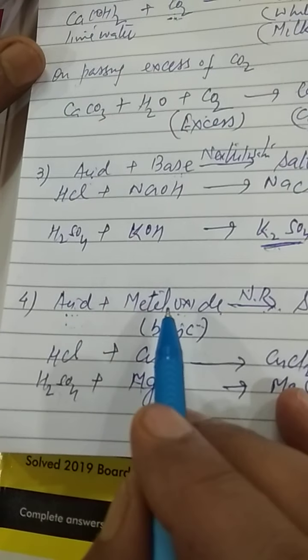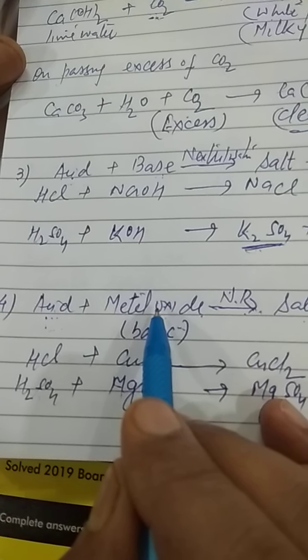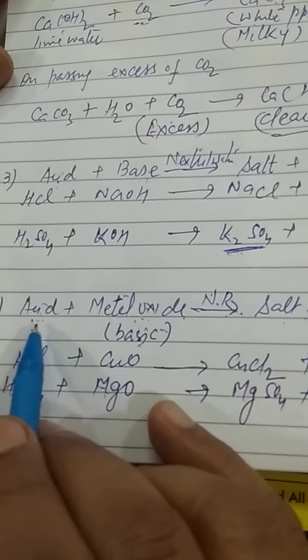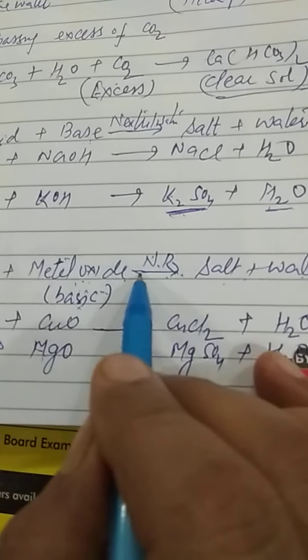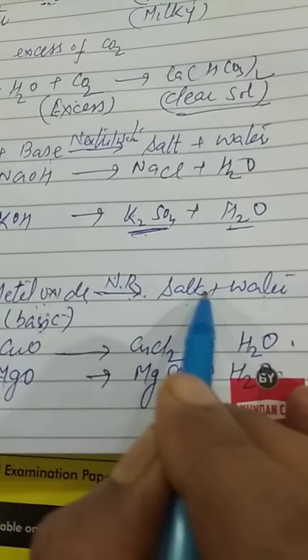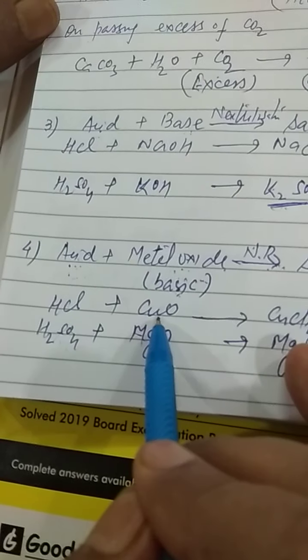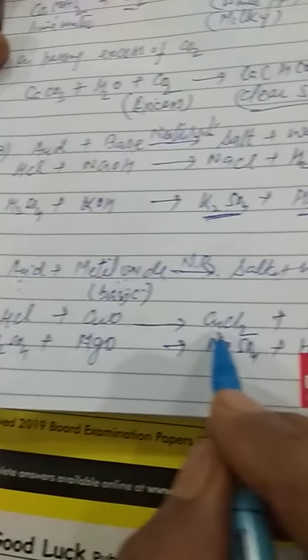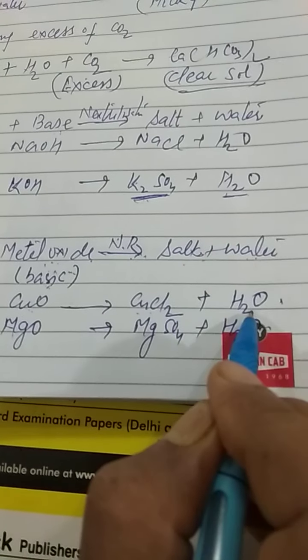See, the metal oxides are basic in nature. All the metal oxides are basic in nature, and when an acid reacts with a base, it shows a neutralization reaction, the formation of salt and water. HCl, hydrochloric acid, when it reacts with a metal oxide like copper oxide, gives copper chloride and water, salt and water.